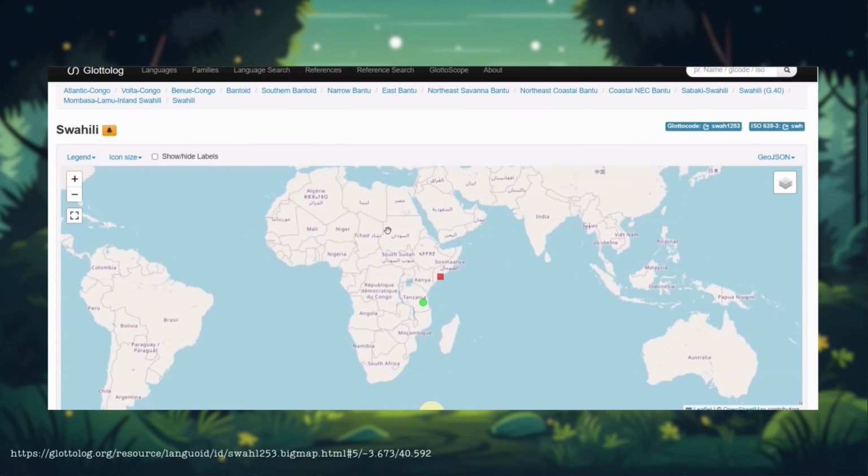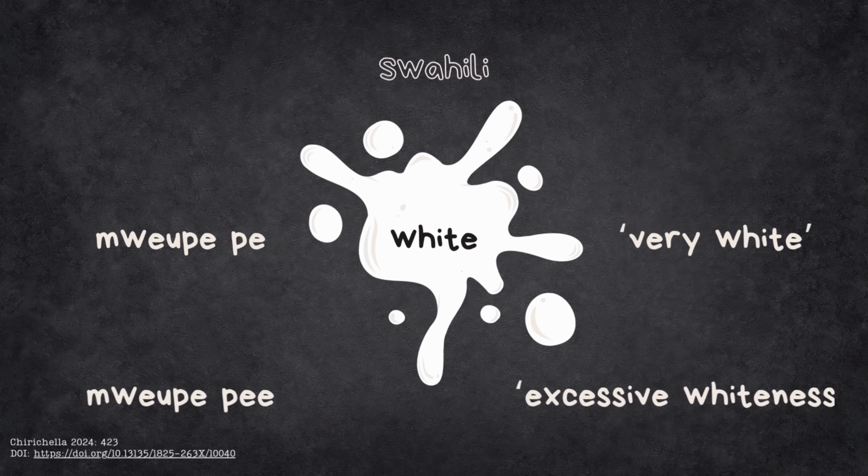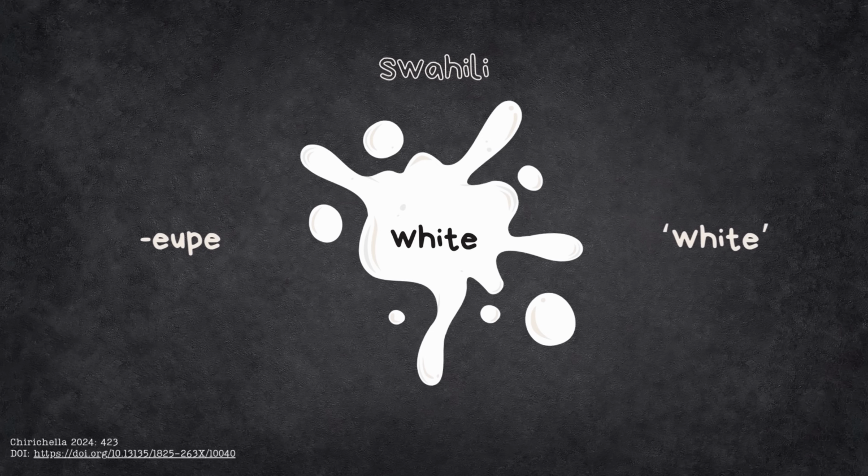And talking about the degree of intensity of certain colors, let's look at Swahili, in which we have mweupepe, very white, and mweupepe, excessive whiteness. And in Swahili, the form for white is eupe. And since this is a Bantu language, you add a prefix, which is why you heard mweupe. And so it's interesting how ideophones in this case have specific applications to the sensory world. So what you're expressing here is the emotional experience of that color.